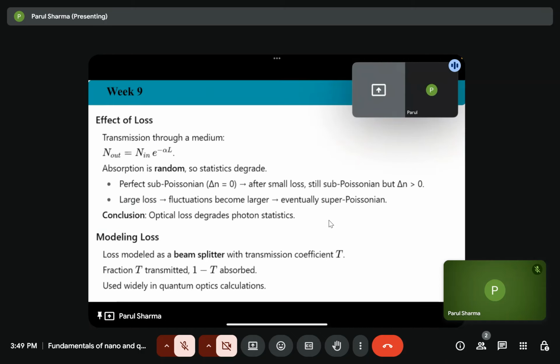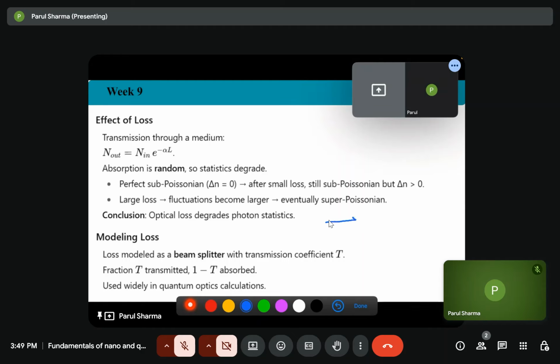So we are modeling the loss by using the beam splitter. That is, our light is coming, and here we have a beam splitter. One portion of light is transmitted, and the other portion of light is reflected. So suppose if light T is transmitted, one minus T is reflected.